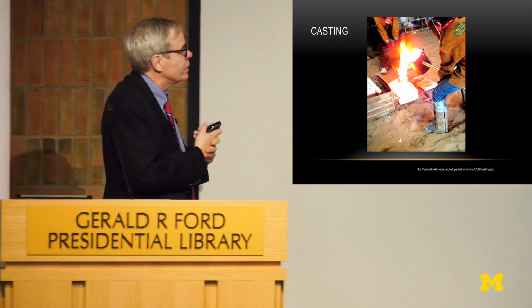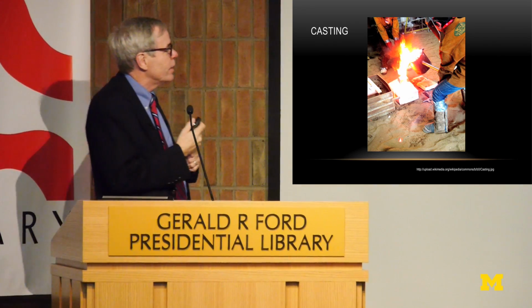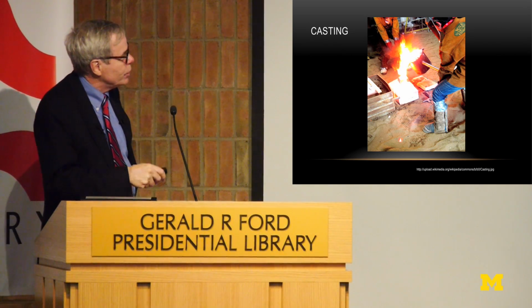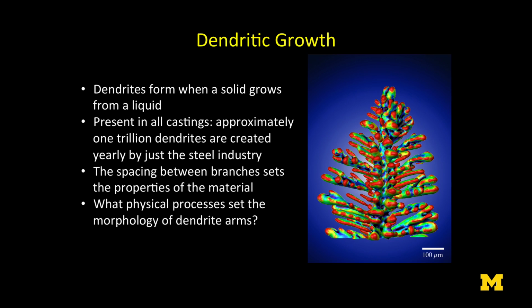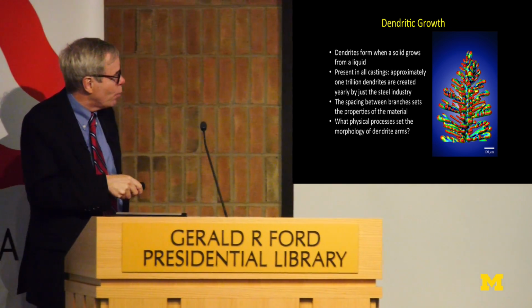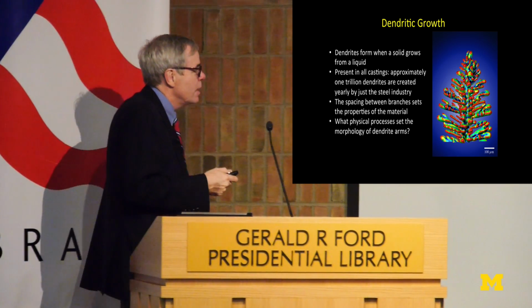The practical application is that most materials start their lives in a liquid. And you do casting to form a solid. This is an example of some sand casting that I took off the web. What happens when you do sand casting, or any casting, is that you create dendrites. This is a 3D reconstruction of a dendrite from our work in aluminum copper alloys done many years ago from serial sectioning. And this is what it looks like. The dendrite basically grows from the liquid into the solid. It's present in all castings, and the interesting thing is there are about 1 trillion dendrites created yearly by the steel industry alone. That's a lot of dendrites.